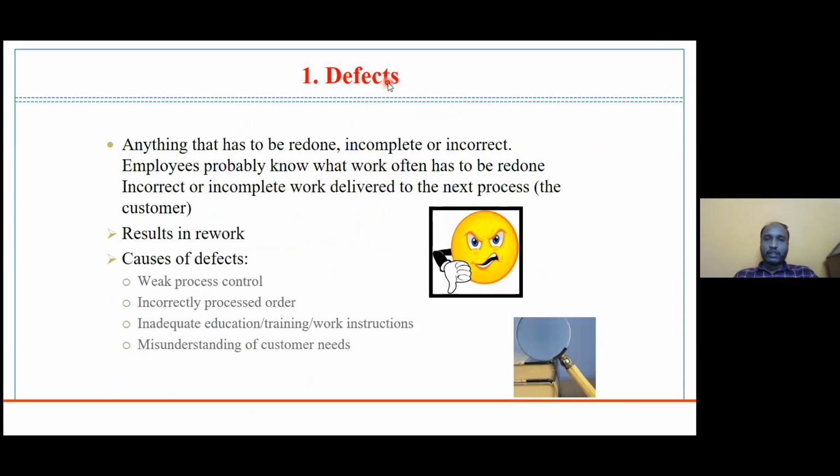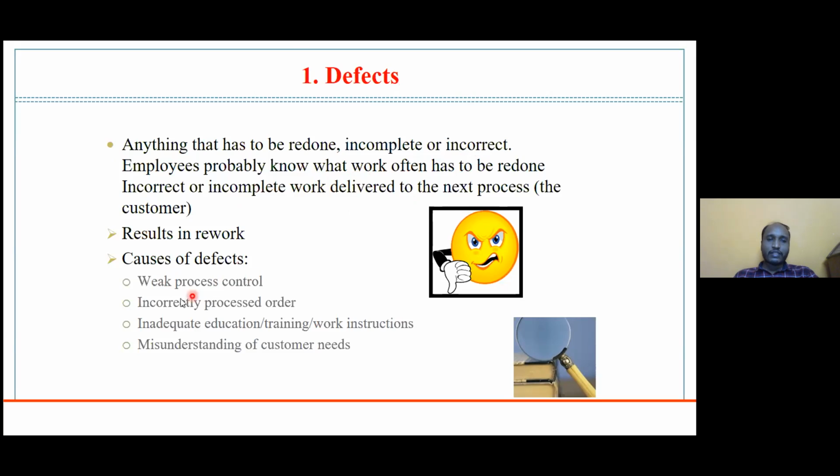Now we're going to see each waste in turn. First, defect. In your process area, you can categorize parts into a good part and a not good part. The not good part is called a defect. Anything that has to be redone, incomplete or incorrect, is called a defect. A defect can be rework or it can be scrap.